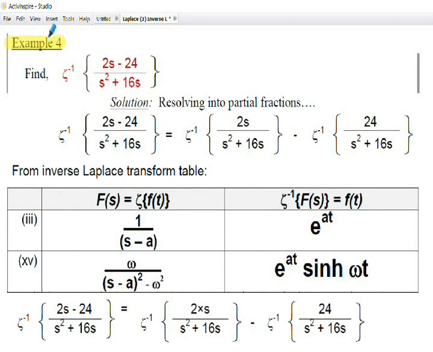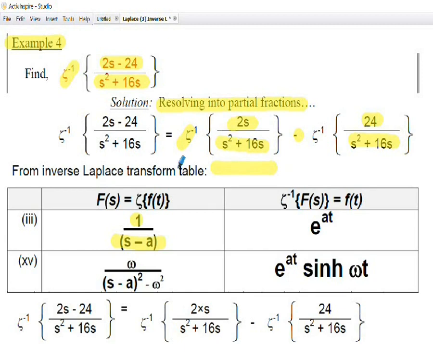Okay, final example, example 4. We're going to find the inverse Laplace transform of 2s minus 24 over s squared plus 16s. I'm going to try resolving this into partial fractions first of all, to write it as inverse Laplace of 2s over s squared plus 16s, and then take away 24 over s squared plus 16s, and see if that helps me. Looking at my standard Laplace transform tables, I can see that I have a 1 over s minus a. As we saw from the previous example, if I divide this term top and bottom by s, I will get a kind of format of 1 over s minus a that I can play with, so that might be useful.